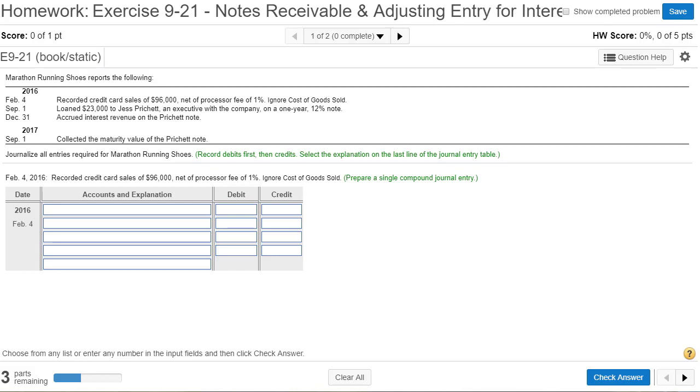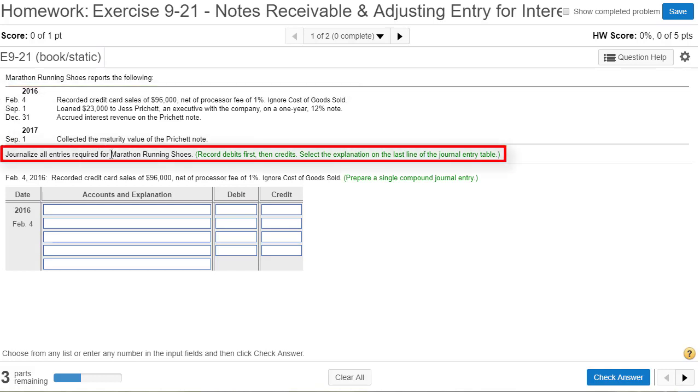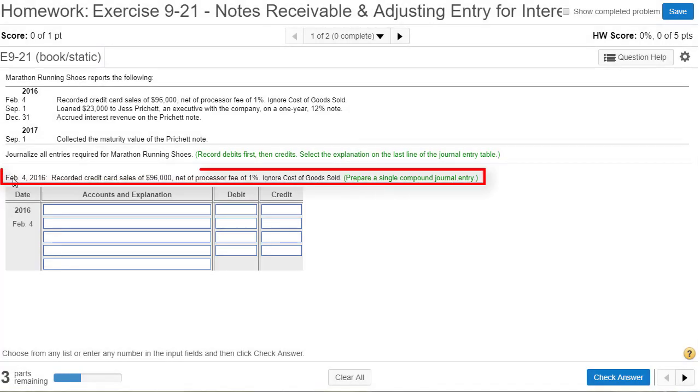Exercise 9-21, Notes Receivable and the adjusting entry for interest accrued at the end of the year. So Marathon Running Shoes reports the following. We've got 3 transactions in 2016 and 1 transaction in 2017. We're going to journalize all entries required. Of course, debits are recorded first and then credits, and then we'll have an explanation. So let's start with this one.